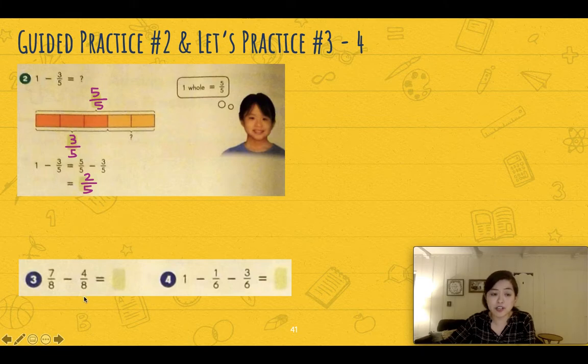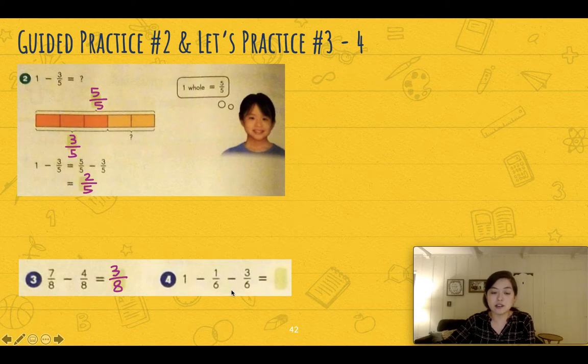Let's look at number 3. 7/8 minus 4/8. So the denominators are the same, so these are like fractions. When we subtract like fractions, we just keep the denominator the same and we subtract the numerators. 7 minus 4, which is 3. So the answer is 3/8.